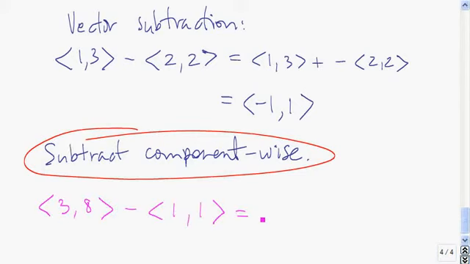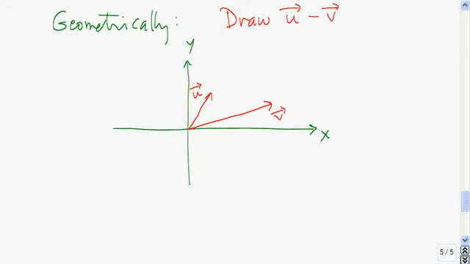Okay, just as another quick example, the vector 3, 8 minus the vector 1, 1 is the vector whose x component is 3 minus 1, and the y component is 8 minus 1. All right, let's look at the geometric representation of the vector u minus v. So here we have the vector u, and we have the vector v.